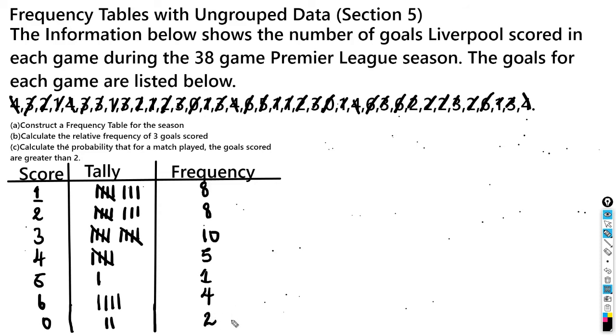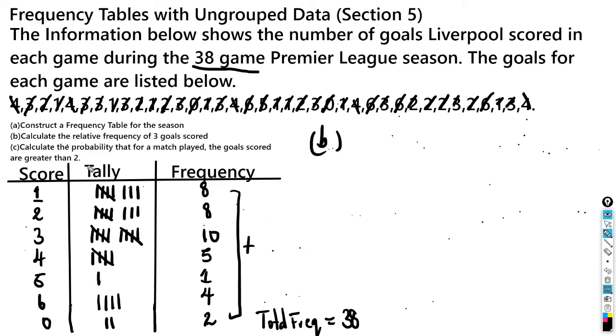All right. So when you add all of these together, guys, you should get your total frequency. So total frequency is equal to 8 plus 8, which gives us 16, plus 10 is 26. 26 plus 5 gives us 31, plus 1 gives us 32, plus 6 gives us 38, of course, and it should be 38 because there's a 38 game Premier League season.